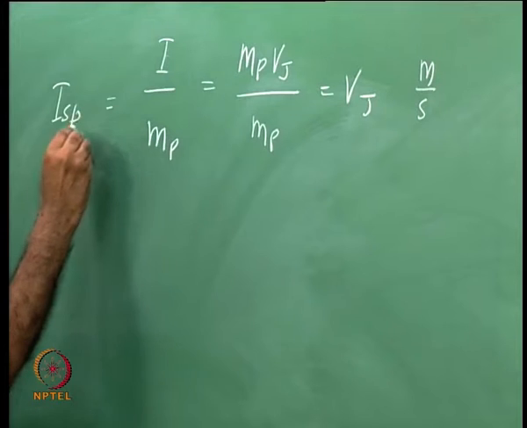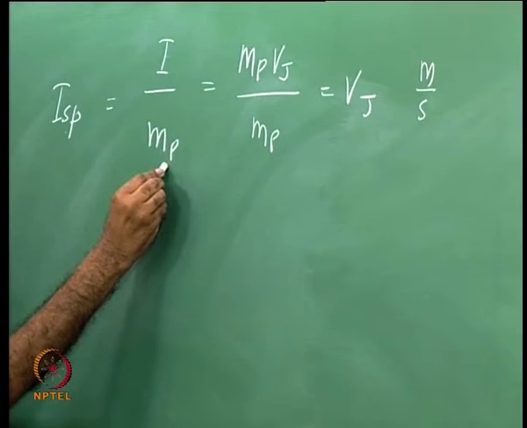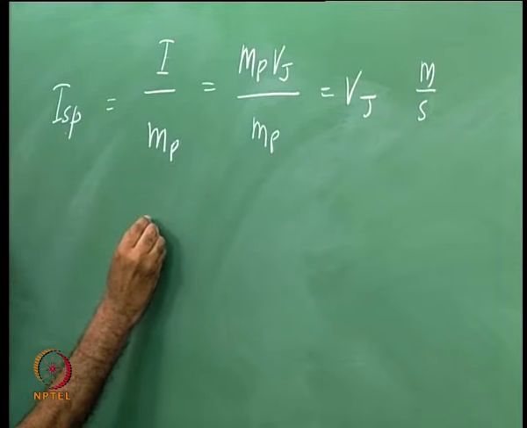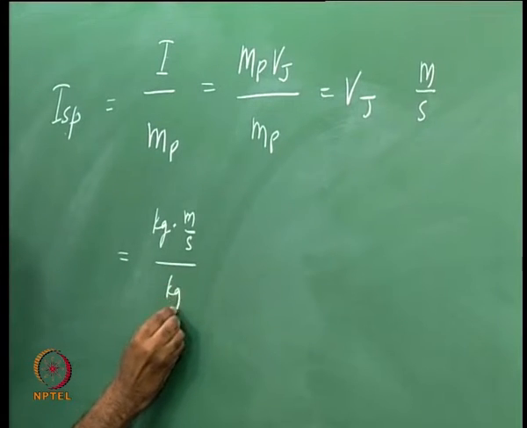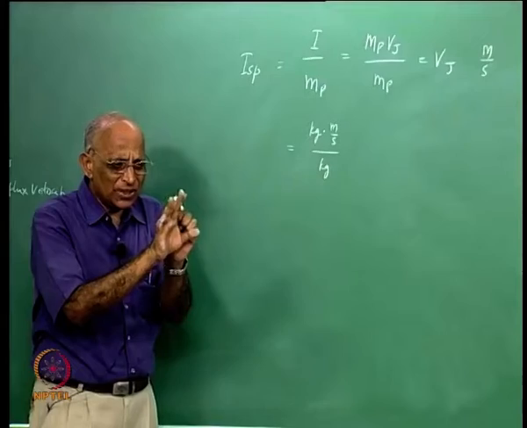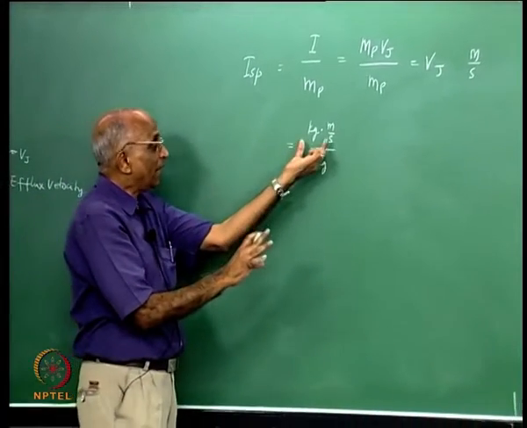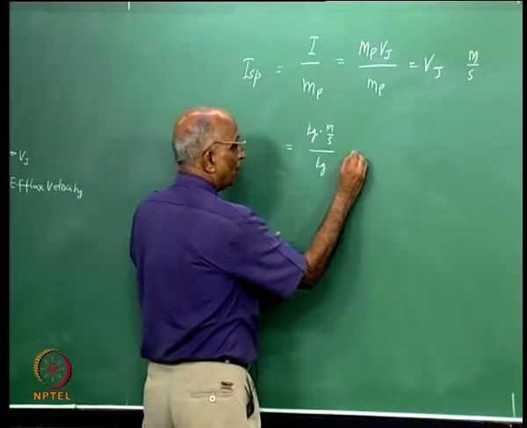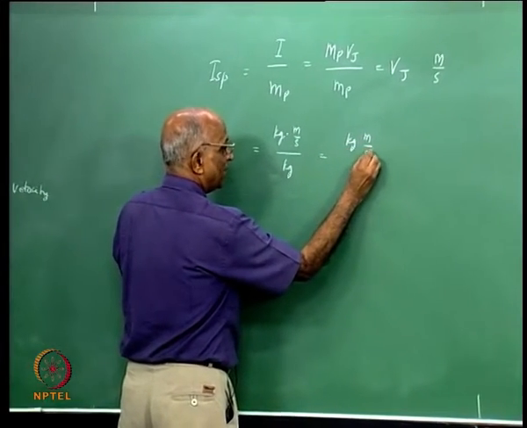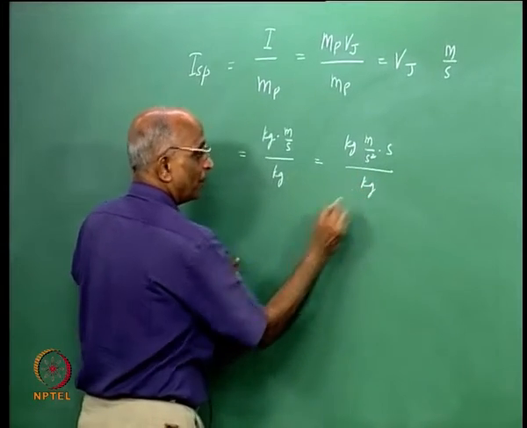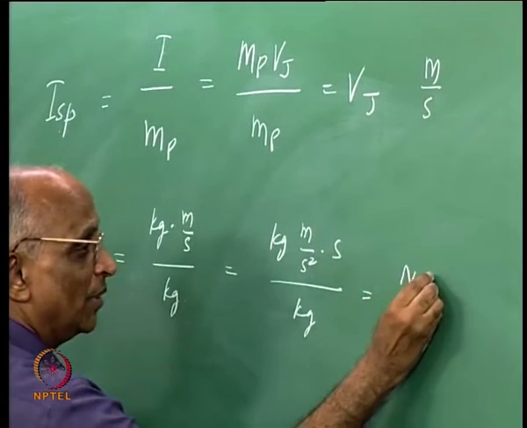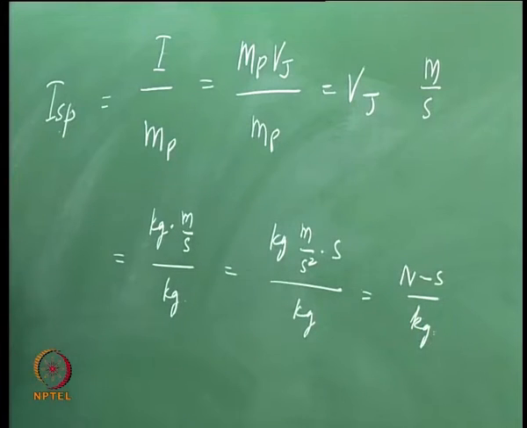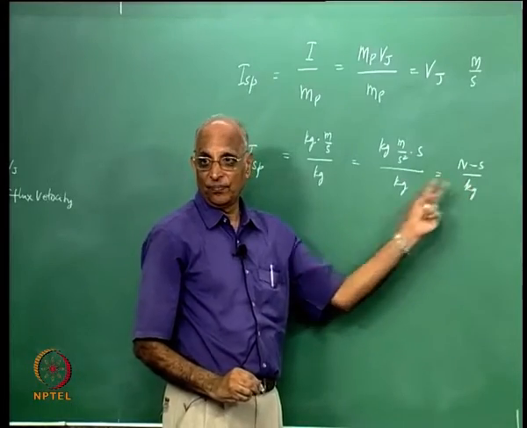But how did I define specific impulse? I defined it as impulse per mass flow of propellant. In other words, impulse has unit of momentum, change of momentum, kilogram meter per second divided by kilogram. And when I say impulse, I give a certain force over a given time. That means I can write the change of momentum as kilogram meter per second square into second divided by kilogram. And this is the force, mass into acceleration, which I call Newton second by kilogram. Therefore, I also see that the unit of specific impulse can be expressed in Newton second by kilogram, right?